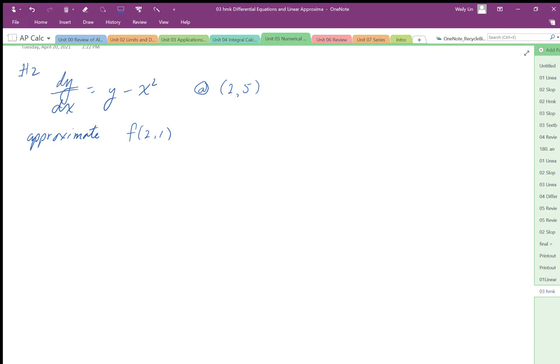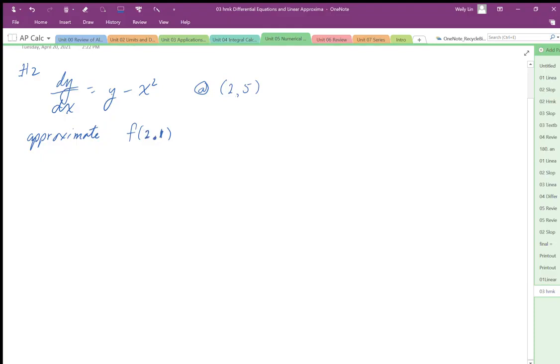Question number 2 from the differential equations in linear approximation worksheet says we have the derivative is equal to y minus x squared, and it has an initial point at (2, 5). So the solution to this differential equation goes through the coordinate x equals 2, y equals 5. And it asks to approximate the value of y when x is 2.1.